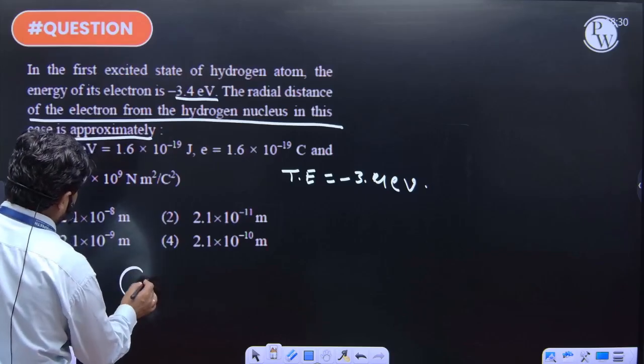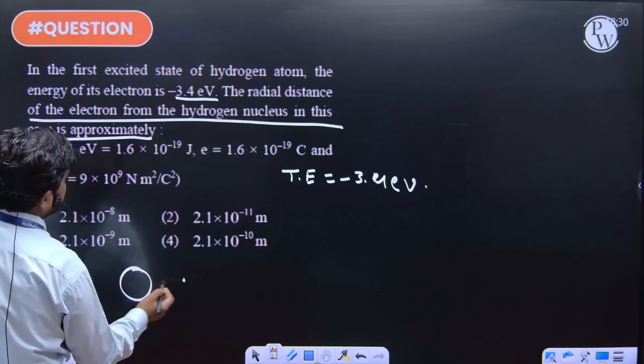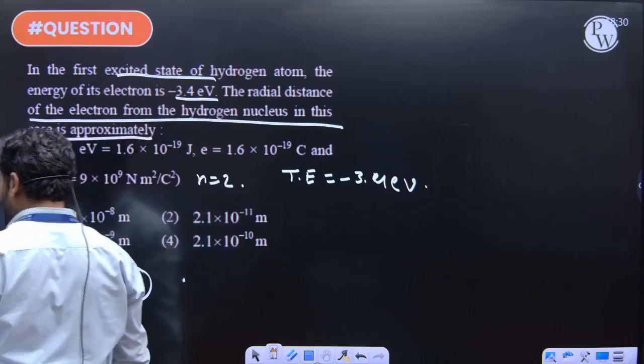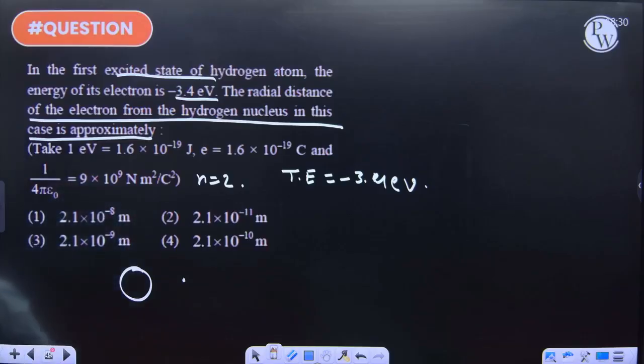Suppose this is your hydrogen atom. You are talking about the first excited state, which means what? n equal to 2. What is the meaning of first excited state? n equal to 2, right?